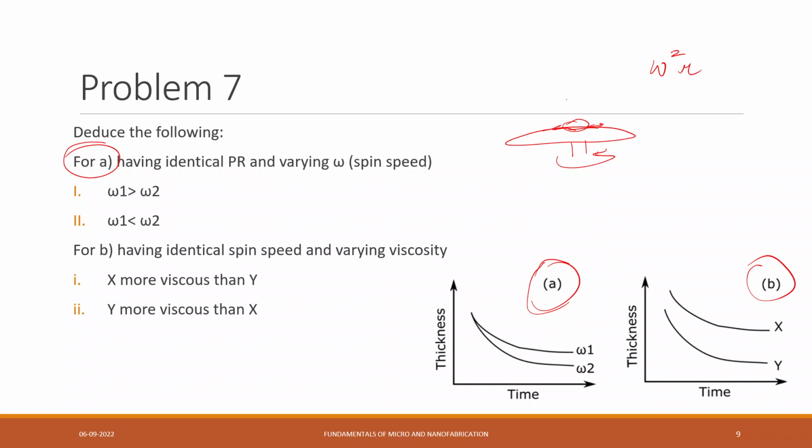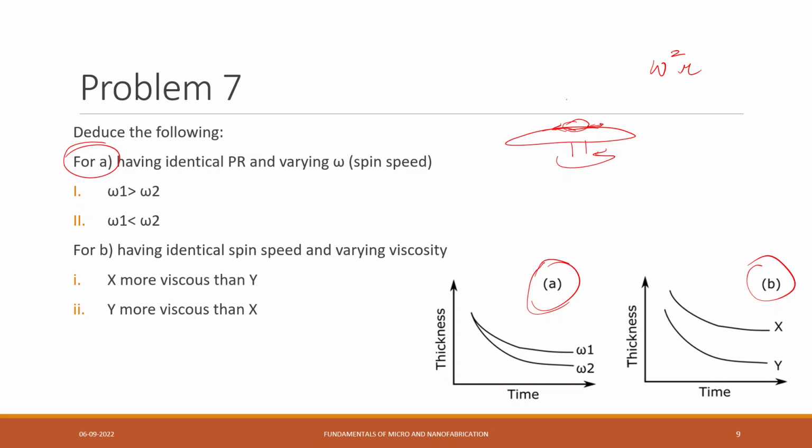When we provide lower spin speeds, the photoresist experiences lower force, so it will spread slowly. Essentially, when we have higher speeds, it should spread faster, and if it is spreading faster, the thickness will also decrease.